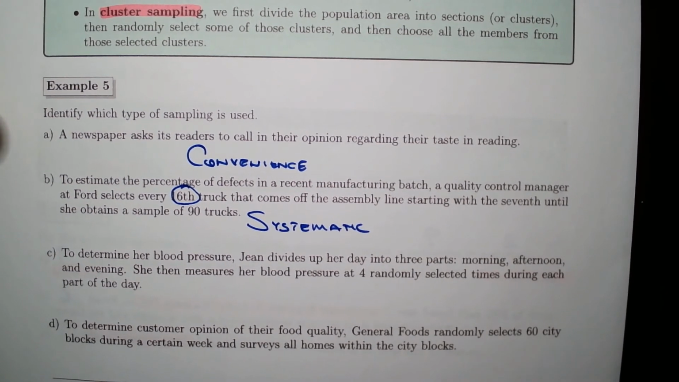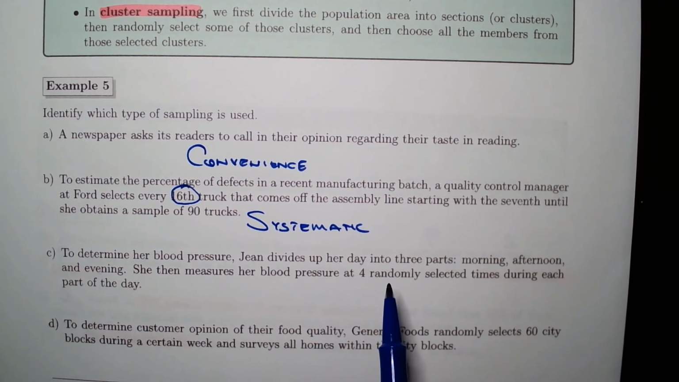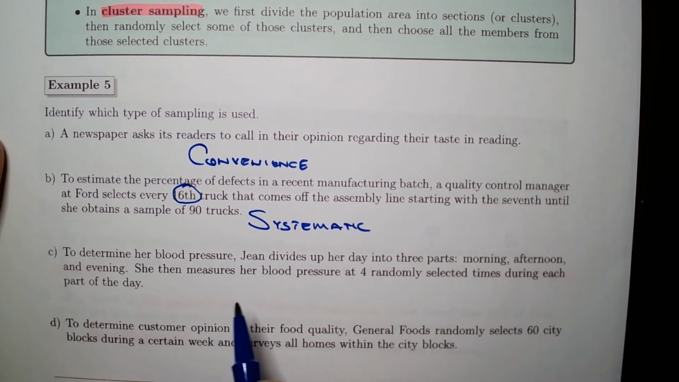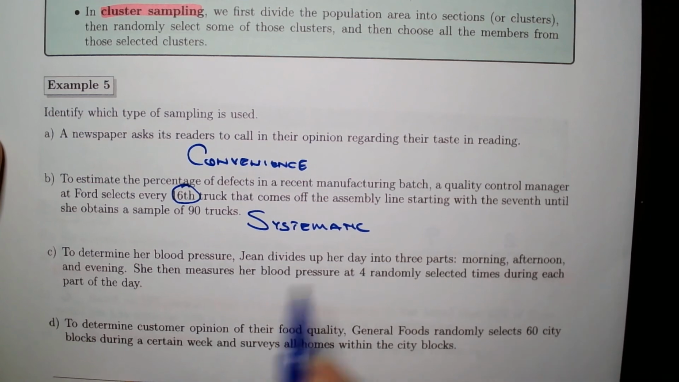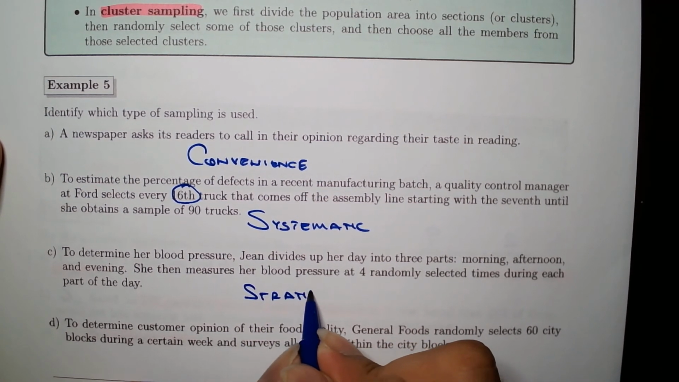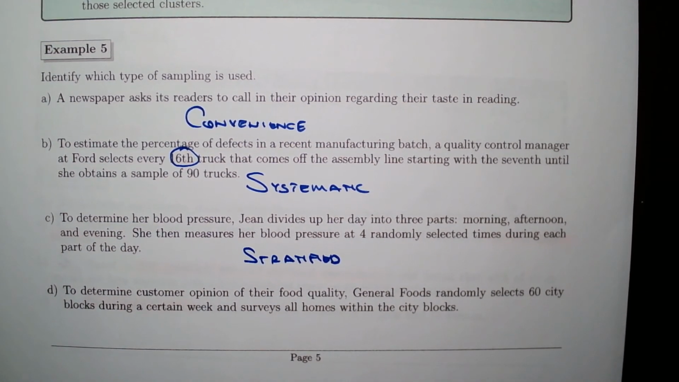To determine her blood pressure, Jean divides up her day into 3 parts: morning, afternoon, and evening. She then measures her blood pressure at 4 randomly selected times during each part of the day. In this case, notice they're doing different groups, based on time, like morning, afternoon, and evening, and this is stratified.